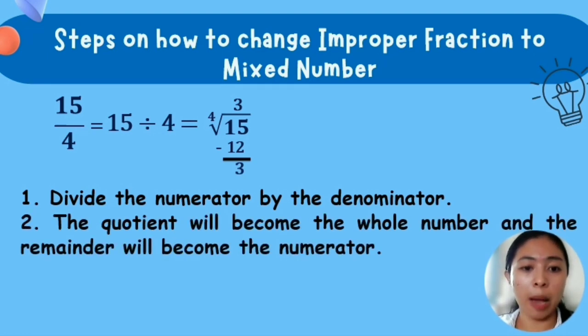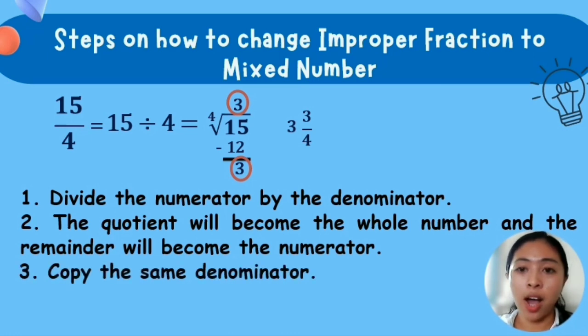So the second step is the quotient will become the whole number and the remainder will become the numerator. The quotient here is 3. So 3 will become the whole number. And the remainder here is 3, which will become the numerator. And the last step is to copy the same denominator, which is 4. So the answer is 3 3/4. So we change the improper fraction 15/4 to a mixed number, which is 3 3/4.